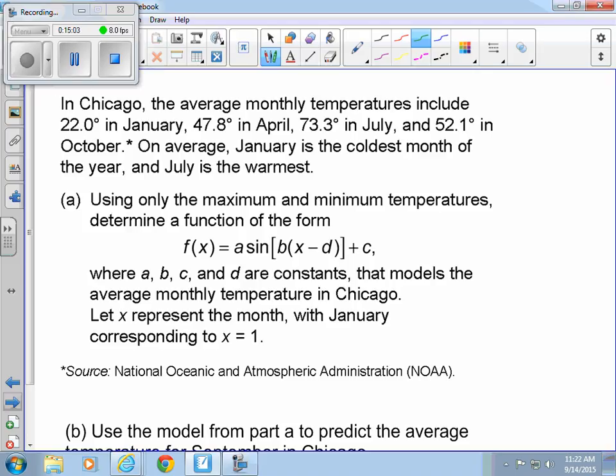They don't give us the function. So it says in Chicago, the average monthly temperatures include 22 degrees in January, 47.8 degrees in April, 73.3 degrees in July, 52.1 degrees in October. On average, January is the coldest month of the year, and July is the warmest month of the year. Using only the maximum and minimum temperatures, find the function. So this one's a tough question. I have to write the function.